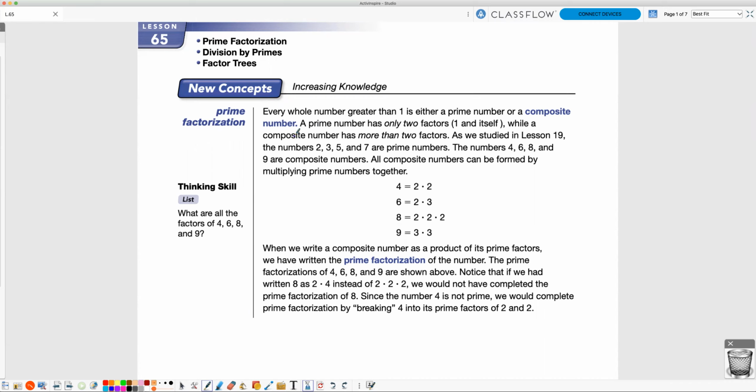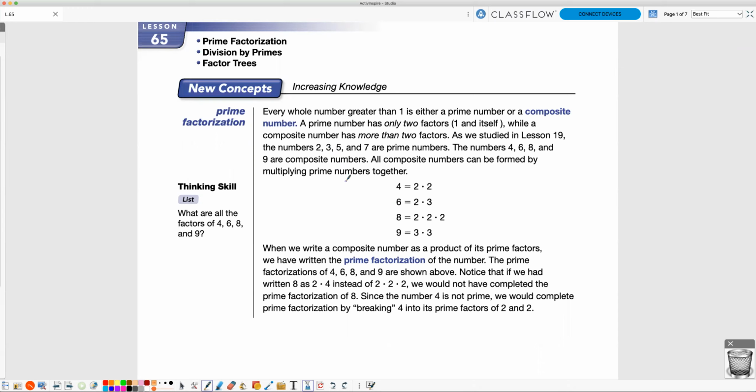Every whole number greater than 1 is either a prime number or a composite number. A prime number only has two factors, one and itself, while a composite number has more than two factors. As we studied in Lesson 19, the numbers 2, 3, 5, and 7 are prime numbers. That's right, Allie. The numbers 4, 6, 8, and 9 are composite numbers.